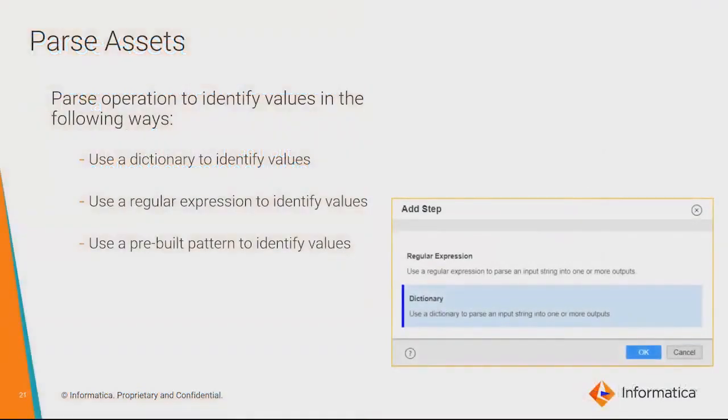So here in the parse operation, you can have dictionaries, regular expressions, and some pre-built patterns to identify the values. And based on this parsing, you can have the appropriate output. So, for example, in the dictionary that we showed, right, if you want to get the area code or find the phone number city, you can use the phone number area code in the dictionary and get the city name or state name appropriately.